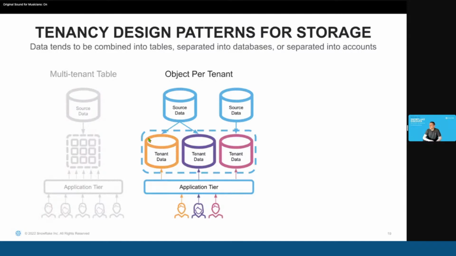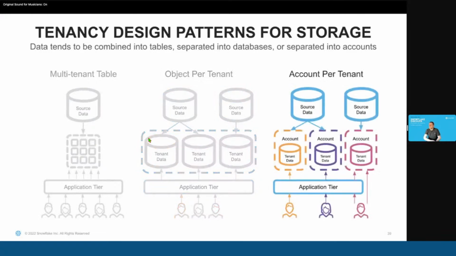And here's where we've done object per tenant, or OPT. So the previous one was MTT, this is OPT. And this is where you might come in and you've got individual tables or databases for each tenant. So this is where you've now segregated the data. So the application just needs to point to the right table. There's no row access policies here.